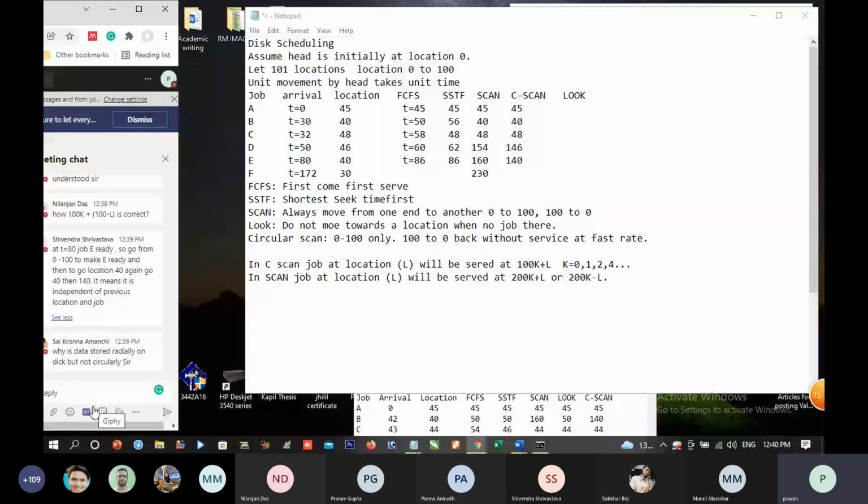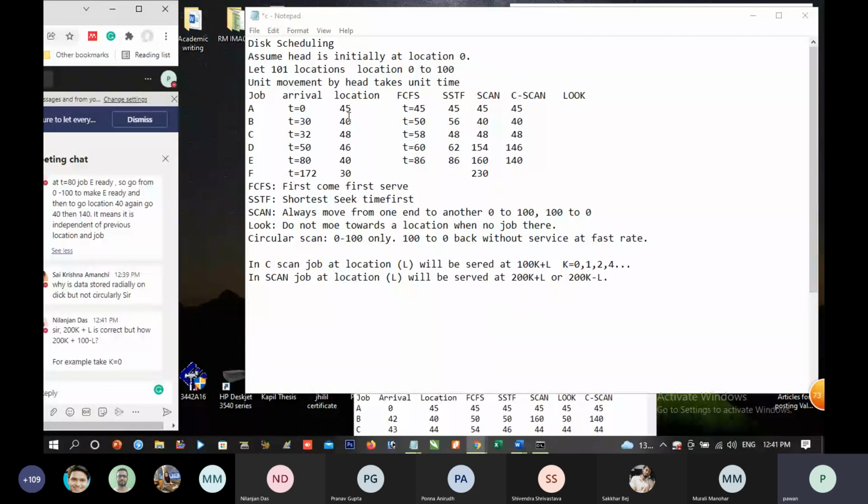Sai Krishna, is your problem clear? In the disk, data is stored on the boundary of the circles with same center. So basically, once we say that the job A will be served at the location 45, it means it will be stored somewhere on the circle whose distance from the center, or whose radius, is 45. Is it correct? Yes.